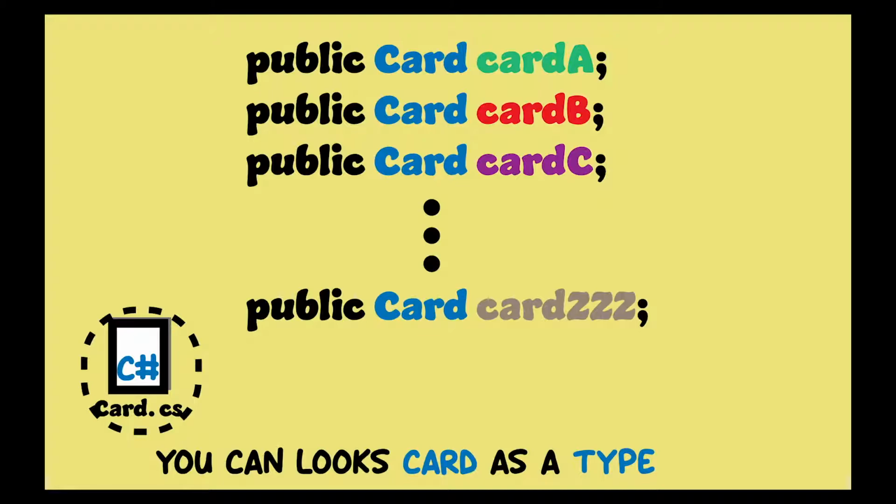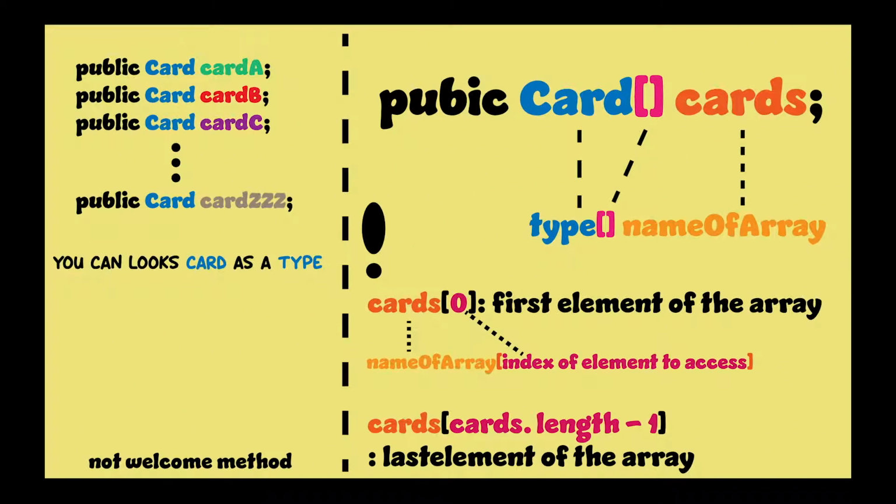We want to store more than one card type variable. Rather than storing them as public Card A, Card B, Card C, we can store them in an array. An array is a way of storing a collection of the same type together. We declare an array in a similar way to declaring an individual variable. However, after the type of the variable, we use open and close square brackets. It's important to make the distinction that an array is not a type, but a collection of variables of a certain type.